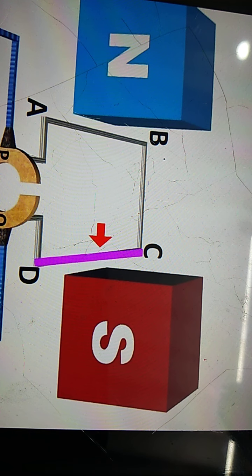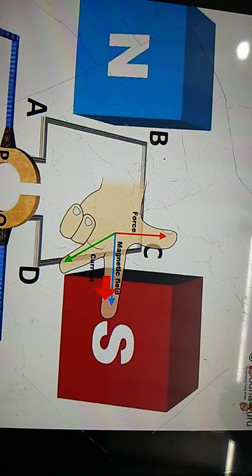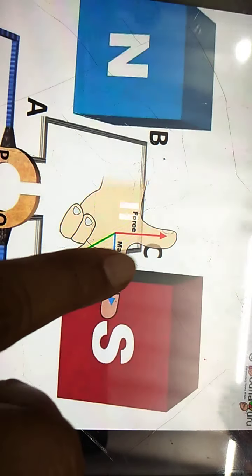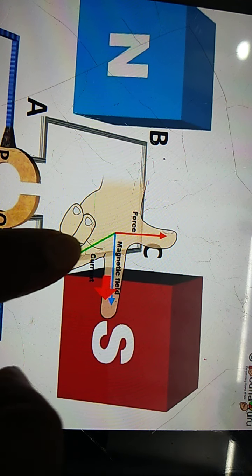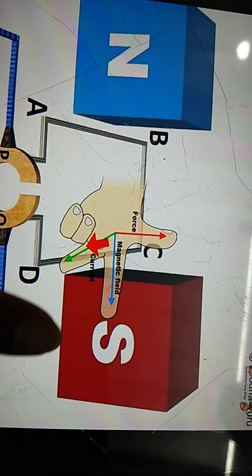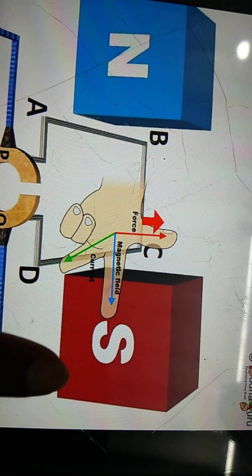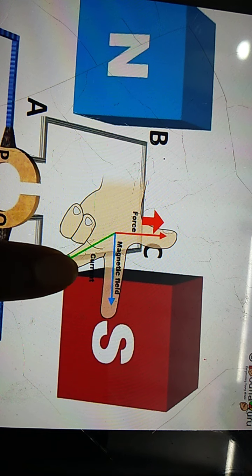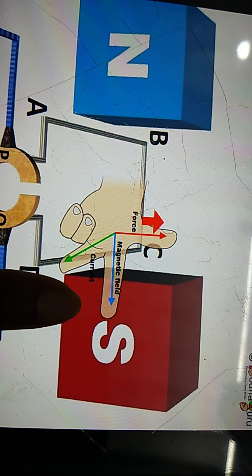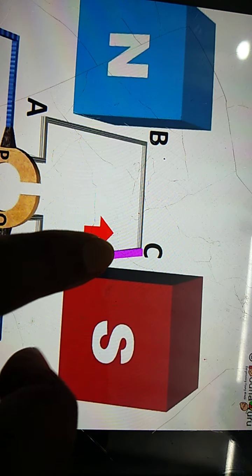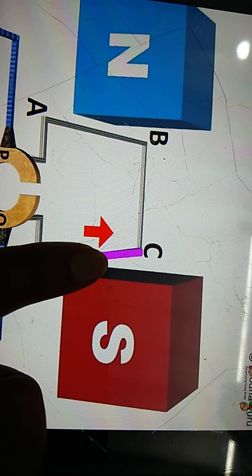So if current goes from C to D, you can see here current is going from C to D. So your middle finger is in the direction of current, and the direction of magnetic field is not changing. The direction of magnetic field is the same here. And if you stretch your three fingers, the thumb will give the direction of the magnetic field. So here you can see that the thumb is going upward.